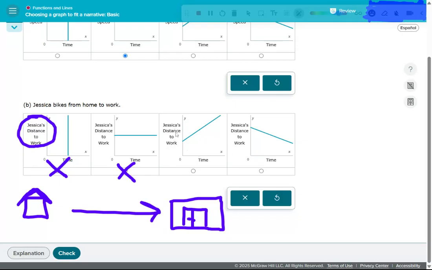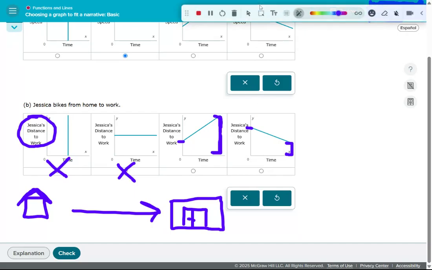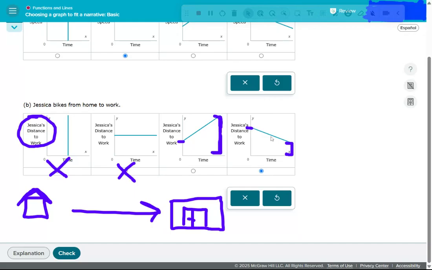So thinking about her distance to work, is that distance going to be getting smaller or larger? I guess this is where her house is, for both those examples. Over time, is her distance to work increasing? Is she getting further away from work? Or over time, is her distance getting smaller? She's getting closer to work. Seems like because she's going from home to work, she's wanting to end up at her place of work. It's likely going to be this last option where the distance is getting shorter.